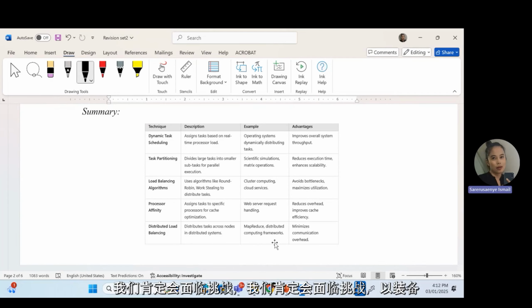Definitely we're going to have challenges to equip the computer processors and then try to enhance the computer processors. And then the techniques they use, this is the thing. First of all, dynamic task scheduling. So you need to know what is dynamic task scheduling. What is task partitioning? What is load balancing? What is processor affinity? What is distributed load balancing?